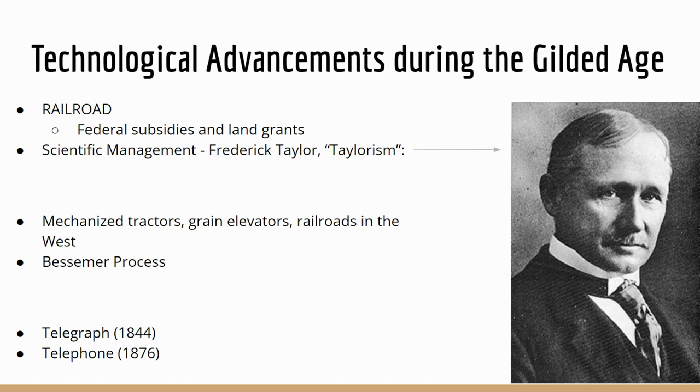Another advancement that maybe you haven't heard of before, but is important, is called the Bessemer process. This is a way to make a lot of very strong steel. The man with the last name of Bessemer creates this idea where basically you push air through iron and it makes better steel.